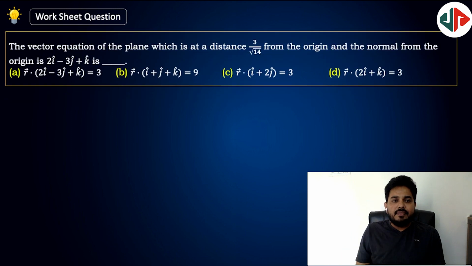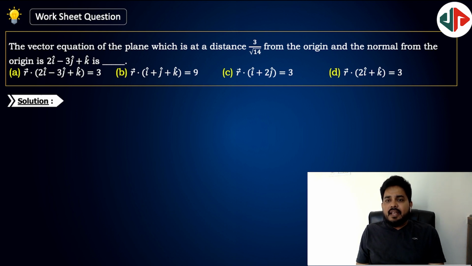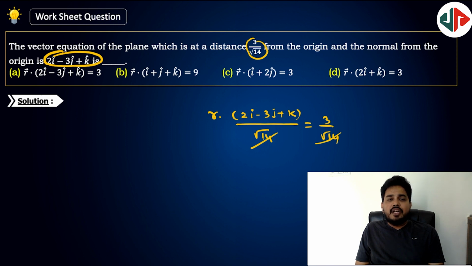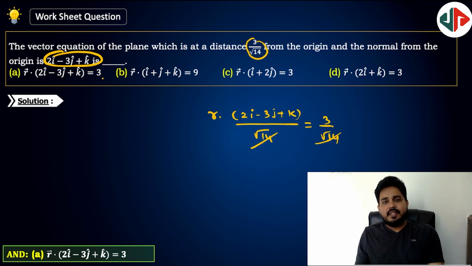Vector equation of the plane at a distance of 3 by root 14 from the origin and normal from the origin is this one. So simply r bar dot 2i minus 3j plus k. It should be unit vector. So divide with root 14. Is equal, what is the distance? They said 3 by root 14. So this one cancels. R bar dot 2i minus 3j plus k is equal to 3 is the answer.